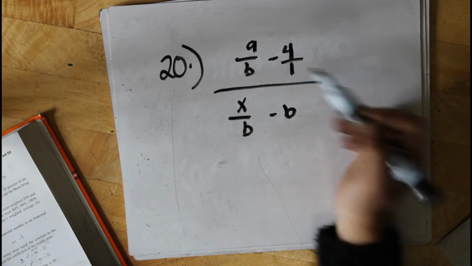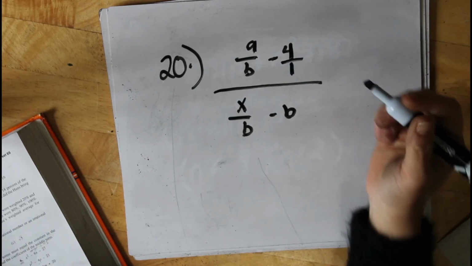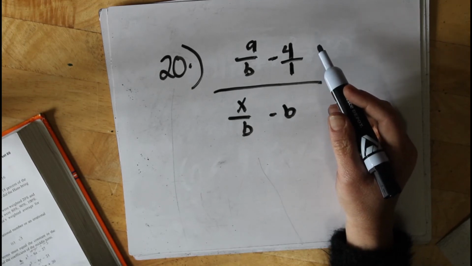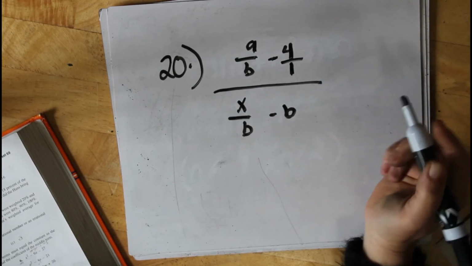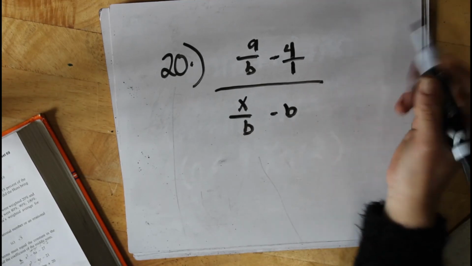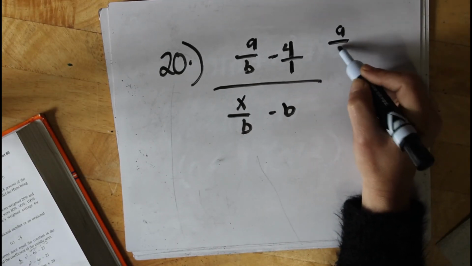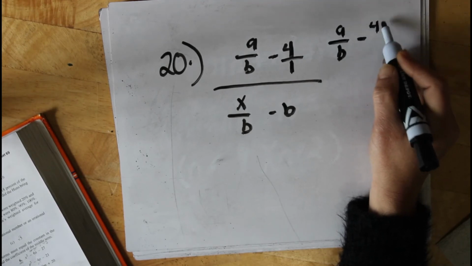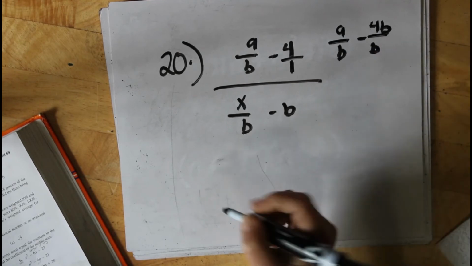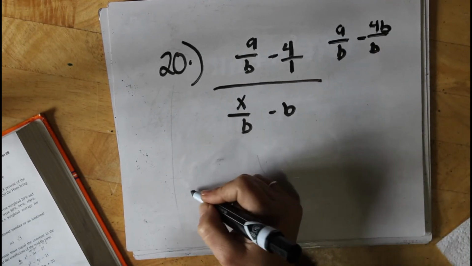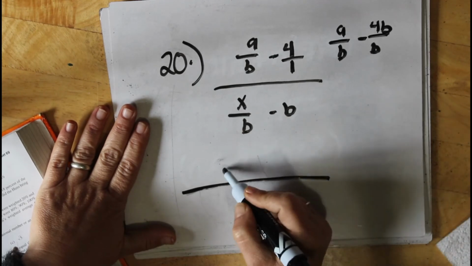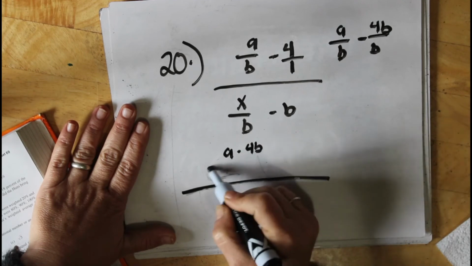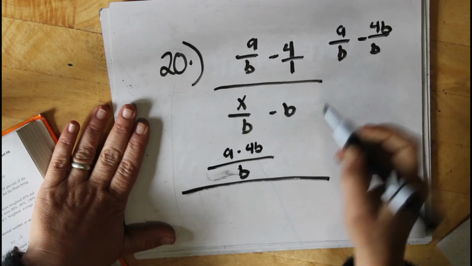Okay, so first thing we're going to do is put that 4 over 1 right there, and then we are going to have to find a common factor to put these together. So for the top one here, we could do a over b minus 4b over b, and we're going to get a minus 4b over b. So that's our top right there.